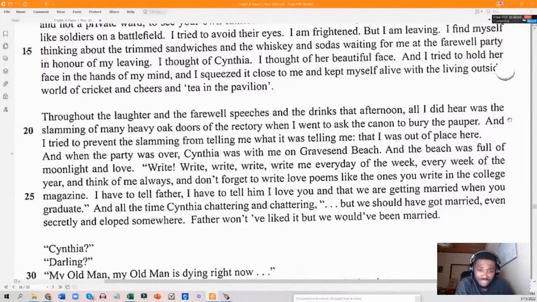Write me every day of the week, every week of the year, and think of me always. And don't forget to write love poems like the ones you write in the college magazine. I have to tell father, I have to tell him I love you and that we are getting married when you graduate. And all the time Cynthia chattering, but we should have gotten married, even secretly, and eloped somewhere. Father won't have liked it, but we would have been married.